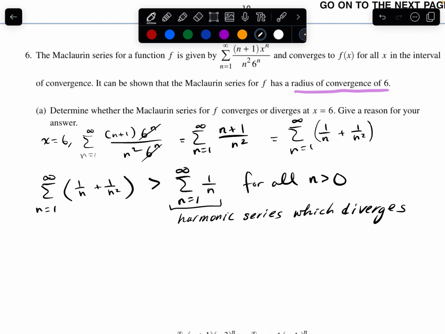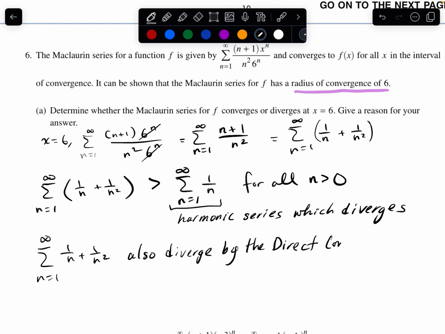We can then say, therefore, this series here that we're working with, when x is equal to 6, 1 over n plus 1 over n squared, this series is going to also diverge by the direct comparison test.